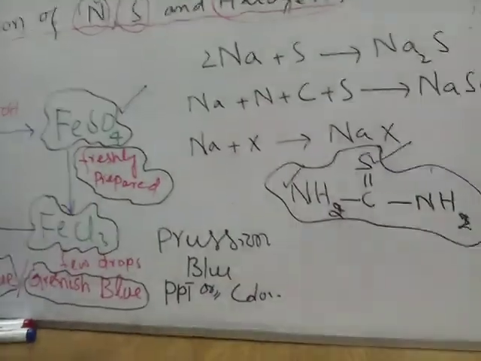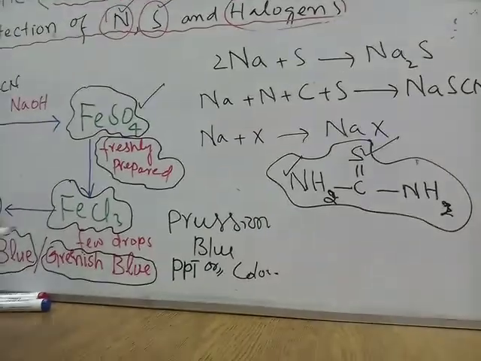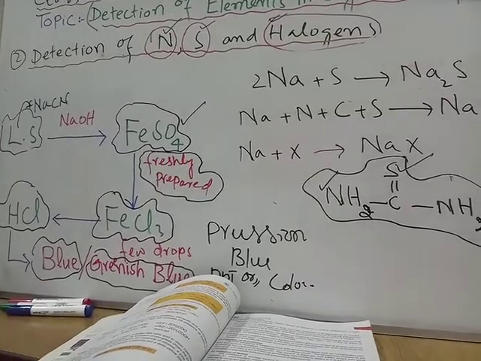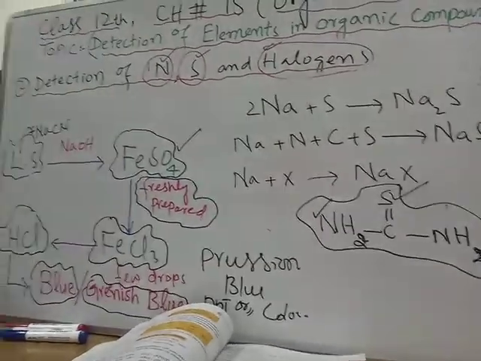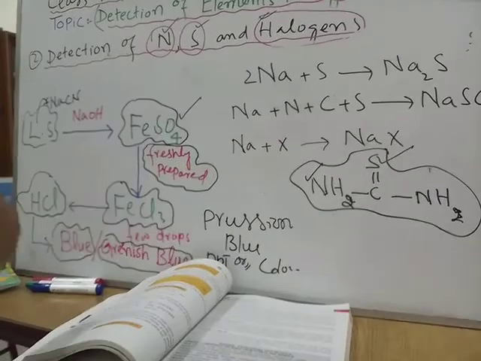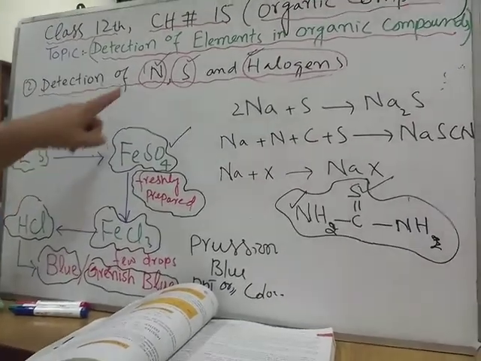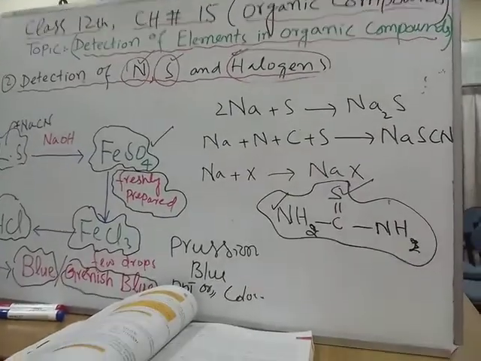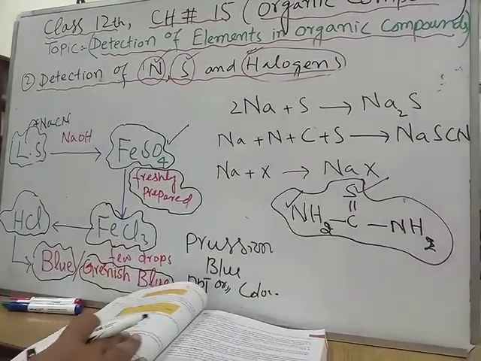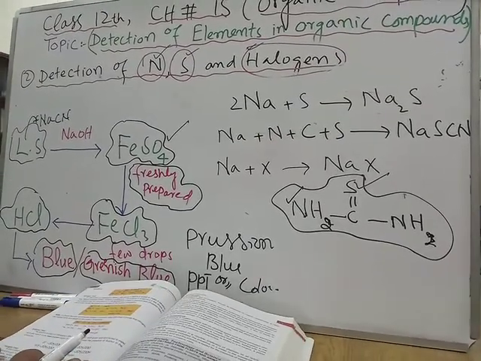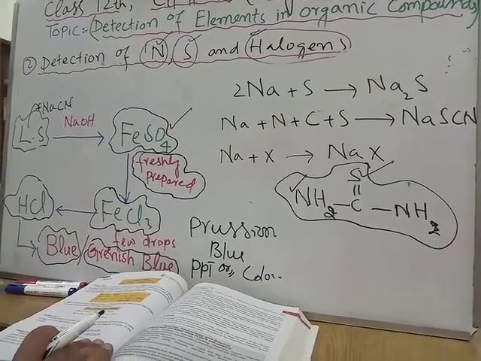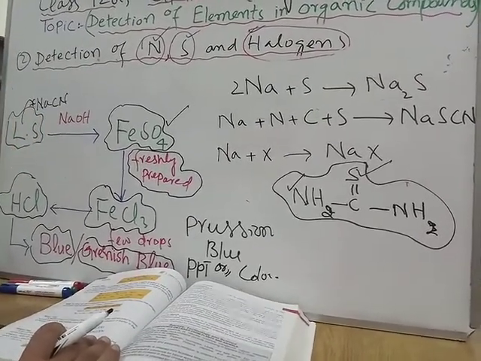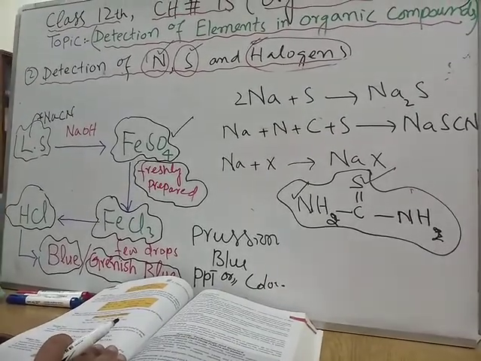So now how to detect sulfur in an organic compound? If you remember, we have divided the Lassaigne solution into three parts. One part was utilized for the detection of nitrogen. Now with the second part of the Lassaigne solution, add a little acetic acid.